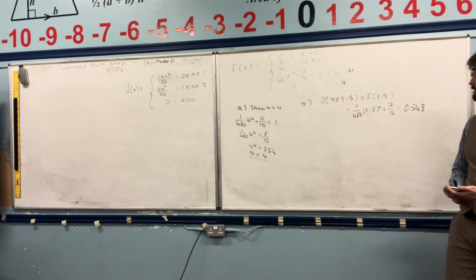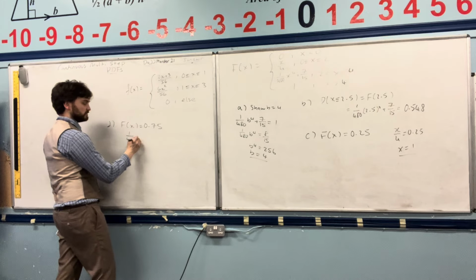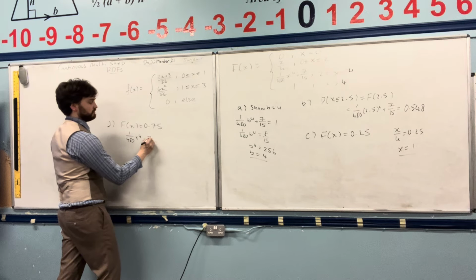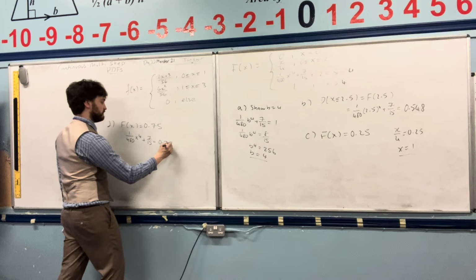Part d then, so the upper quartile is when F of x equals 0.75. And we know from this that this was equal to quite literally a half. So we know that the median, the upper quartile must be in this one. So we get that 1 over 480 x to the 4 plus 7 over 15 equals 0.75.